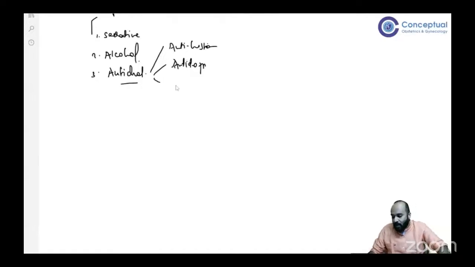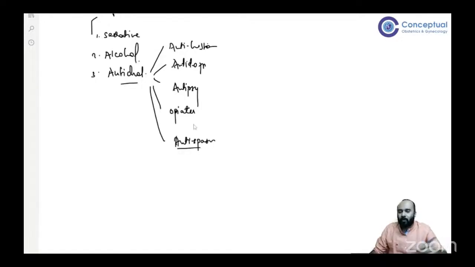So antidepressants, if you're giving any antipsychotic drugs, if you are treating the patient with any opiates, morphine derivatives, or if you're treating the patient with antispasmodics for dysmenorrhea or intestinal pain, intestinal colic, all these things like Cyclopam. So you have to ask them if she's consuming any of these.